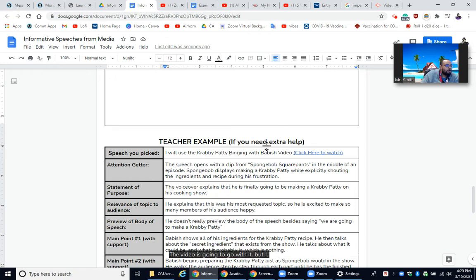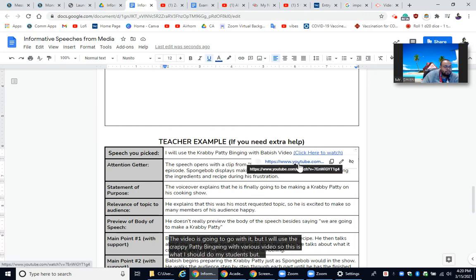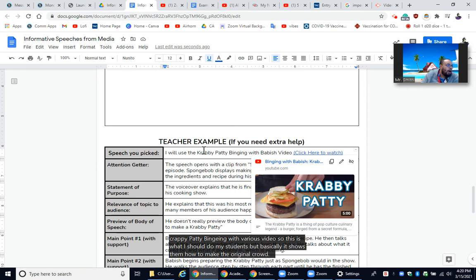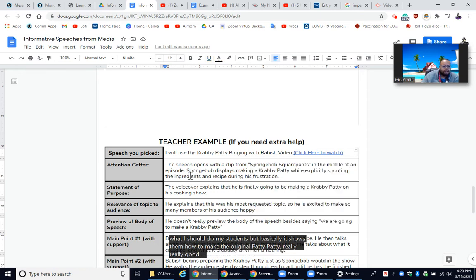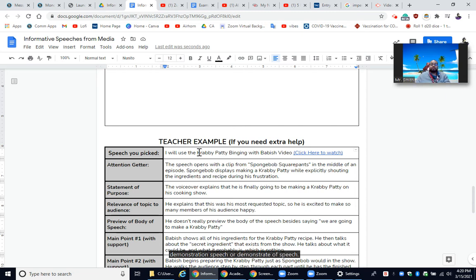But I will use the Krabby Patty Binging with Babish video. This is one I showed to my students, but basically it shows them how to make the original Krabby Patty. Really, really good video. And it's an example of a demonstration speech or a demonstrative speech. So it shows them how to do something.